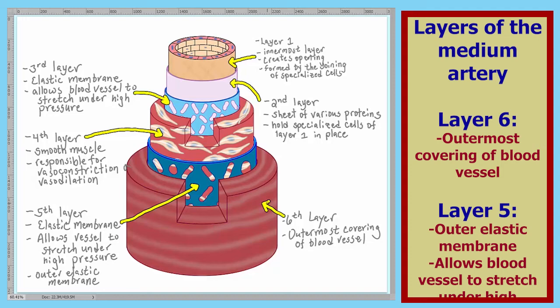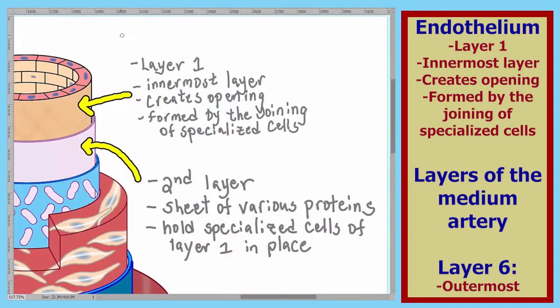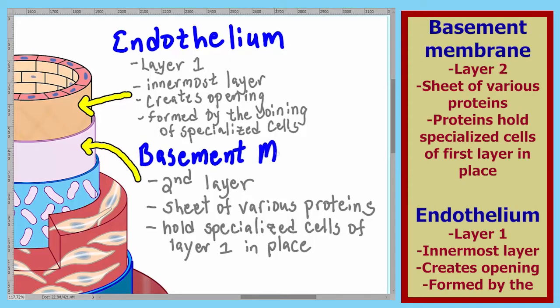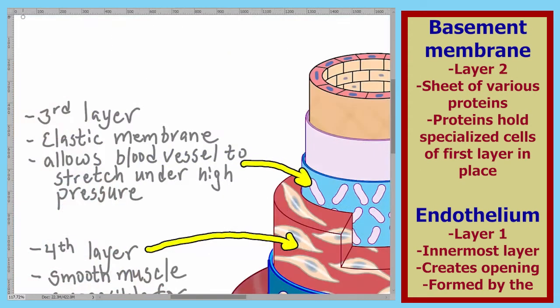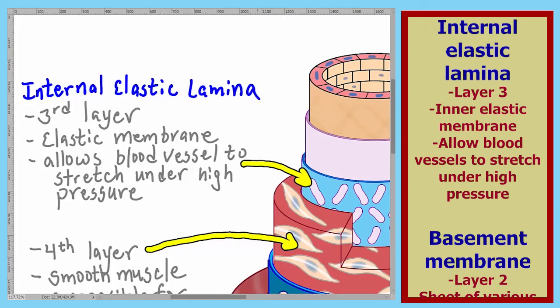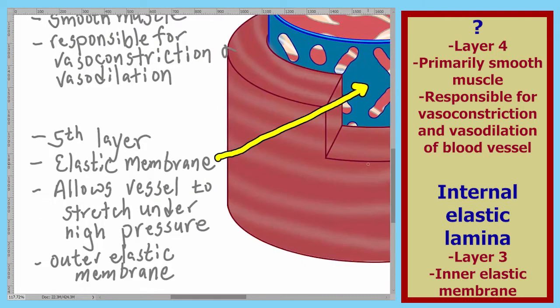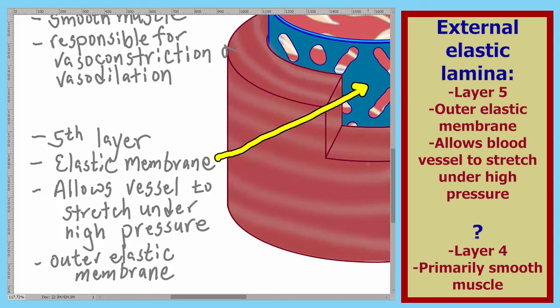Let's name these layers. The first layer is known as the endothelium. The second layer, which is the one that holds the cells of the first layer in place, is known as the basement membrane. The third layer is known as the internal elastic lamina. We will wait to name the fourth layer. The fifth layer is the external elastic lamina.